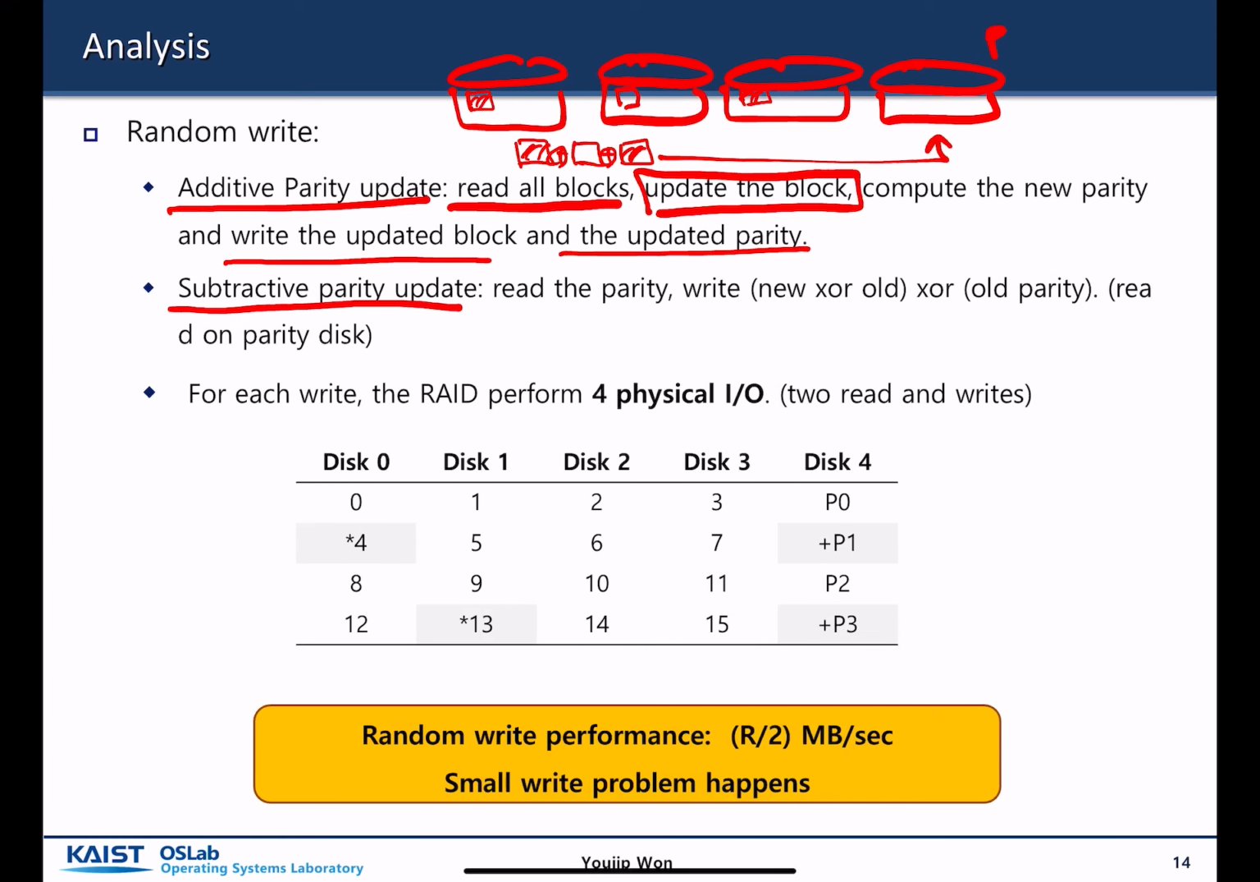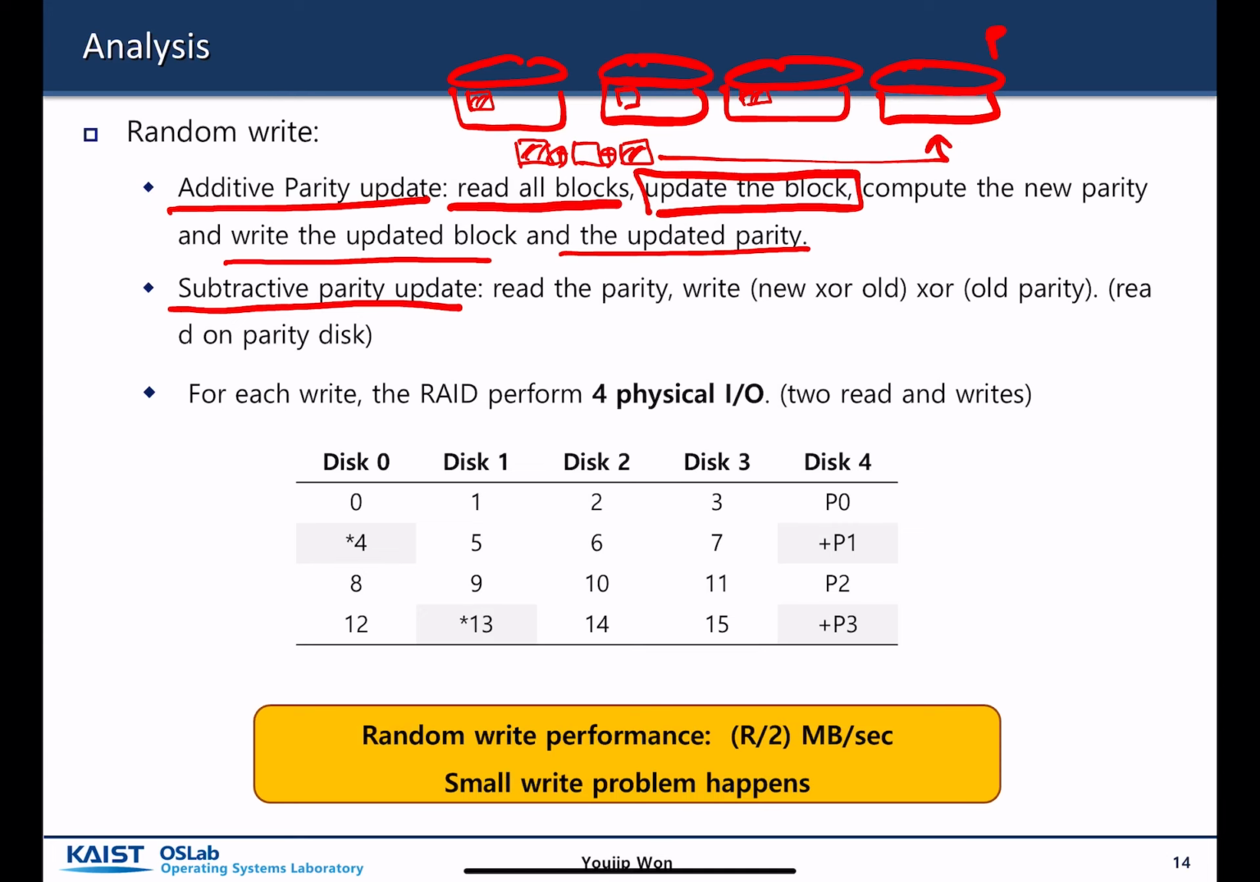This is parity update. The problem of this parity update is that the amount of data blocks you need to read depends on the number of disks in the stripe. It linearly increases with the number of disks in the stripe. So the problem is the scalability. The solution to this problem is subtractive parity update.